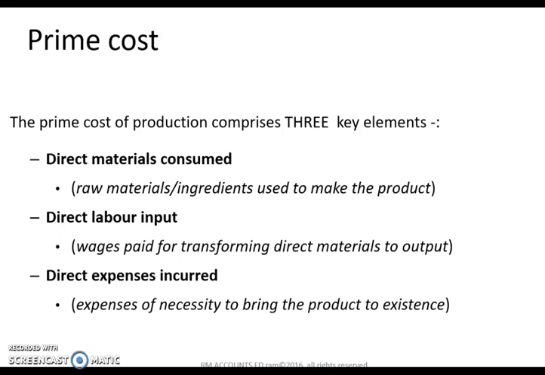And then we have the direct expenses incurred. Now, these are expenses of necessity. In other words, if we didn't incur this expense, for sure we could not have gone ahead and made the product. For example, if somebody had a patent for a particular recipe or procedure and you wanted to use it, you would obviously have to pay for it to use it, right? So therefore, that would be a direct expense to you. All right, so that's our prime cost: direct materials, direct labor, direct expenses.